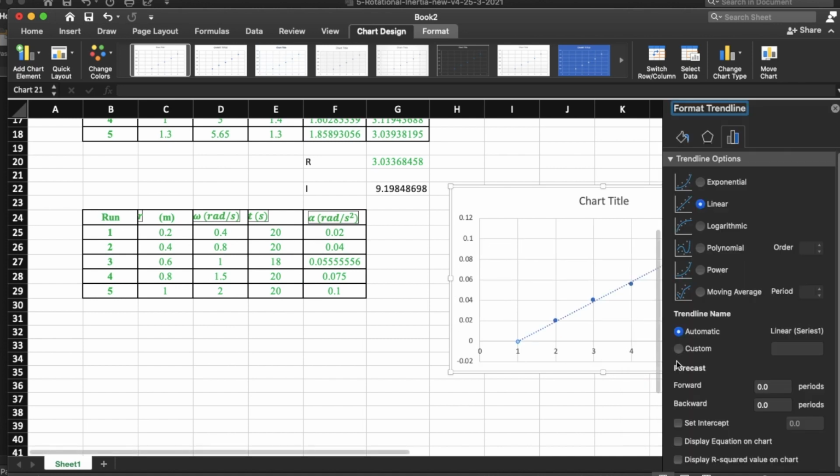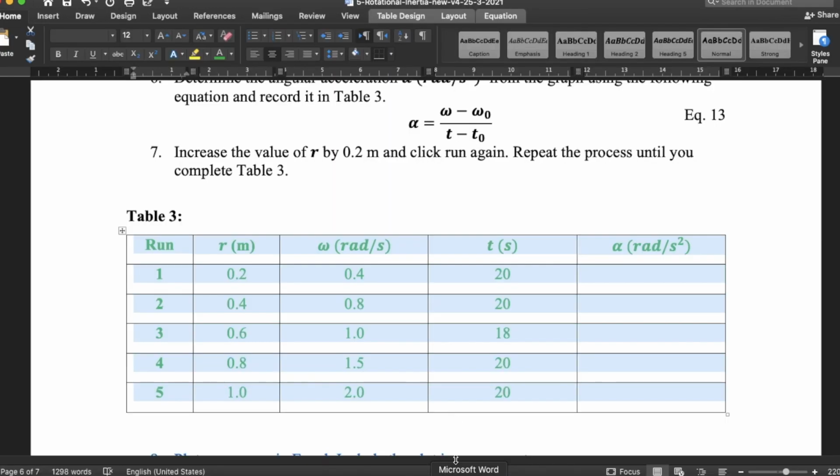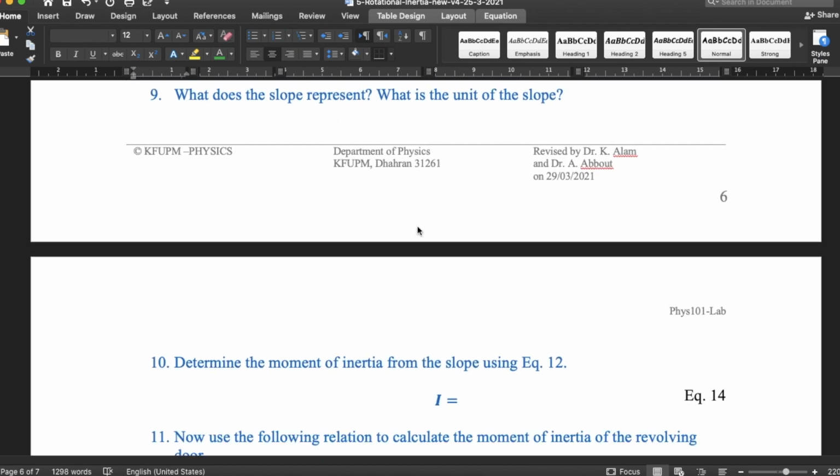So add a trend line, display equation on chart, and do not forget to write down the information for this plot. We have what? Alpha versus R. Also label the axis. So using this slope, you can obtain the value of the moment of inertia by answering the questions in the discussions.